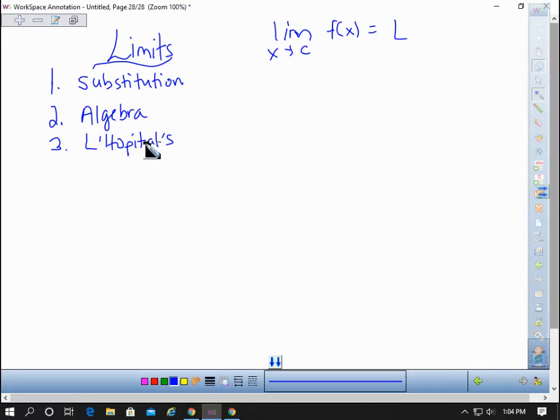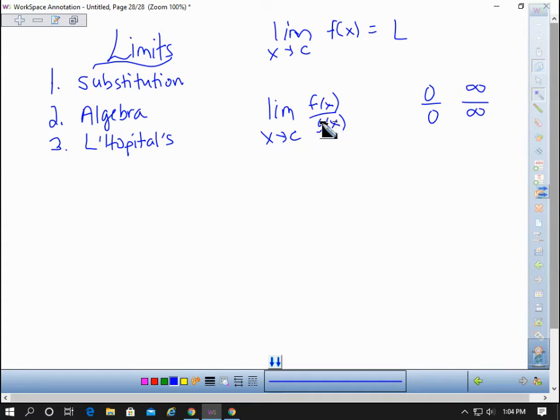I know we love L'Hopital's rule. Do we remember L'Hopital's rule? Okay. L'Hopital's rule is if you're trying to do the limit of a function divided by another function, and you either get 0 over 0 or you get infinity over infinity. So when you plug that number into the top and the bottom, you either get 0 over 0 or infinity over infinity. Then you're allowed to use L'Hopital's rule.